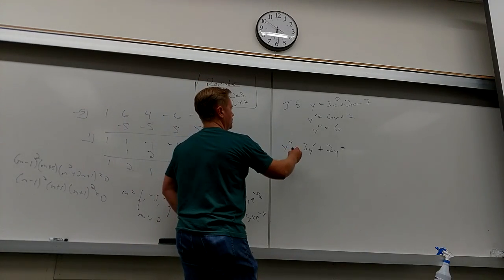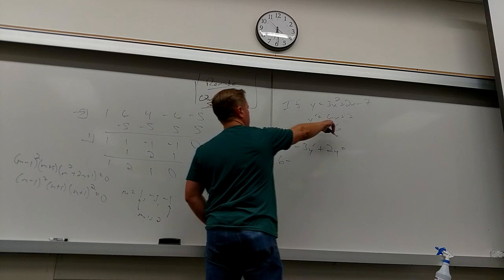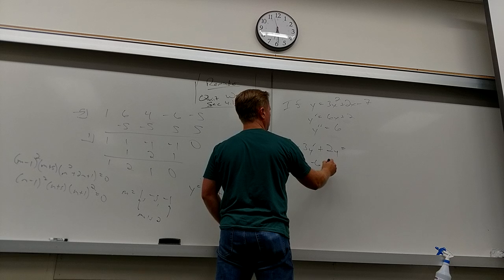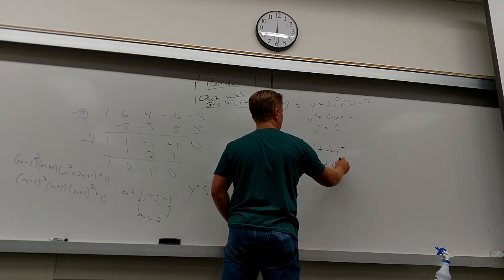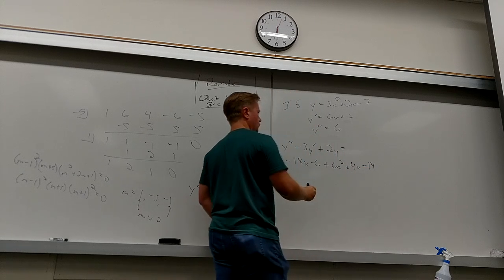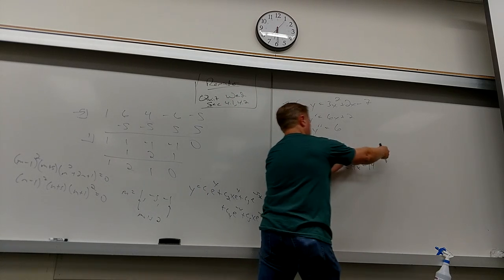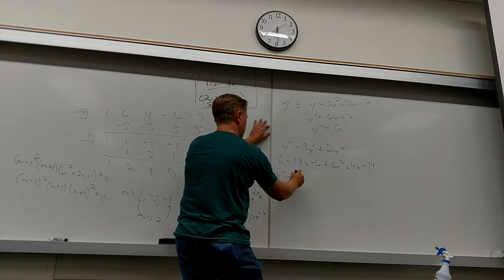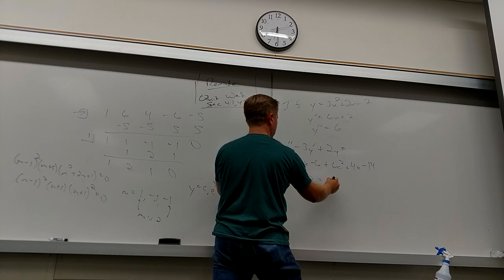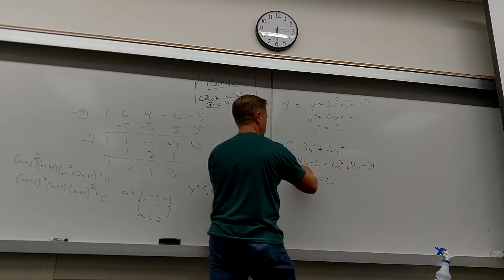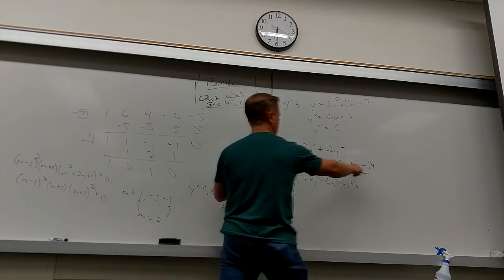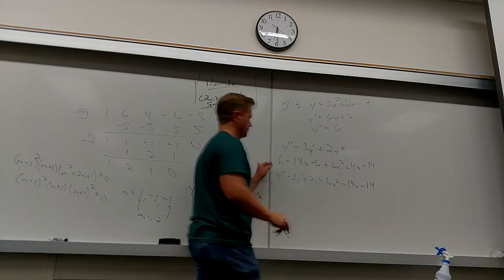Gotta be a little careful, of course, with 9. So you get 6 minus 18x minus 6 plus 6x squared plus 4x minus 14. Right? That, of course, would be up here, right? So I get y double prime minus 3y prime plus 2y equals, let's see what we got, 6x squared minus 14x minus 14, right?